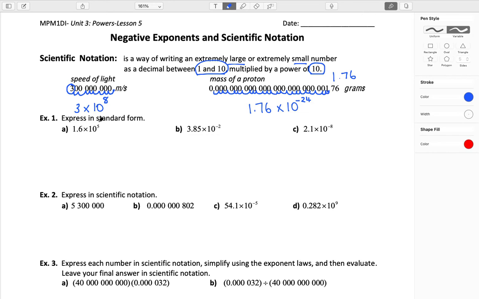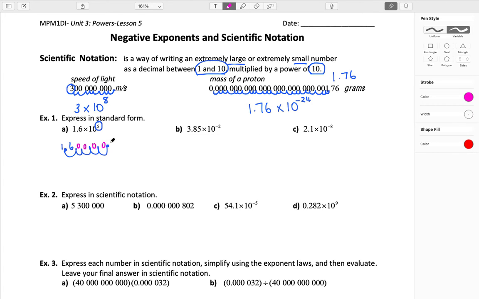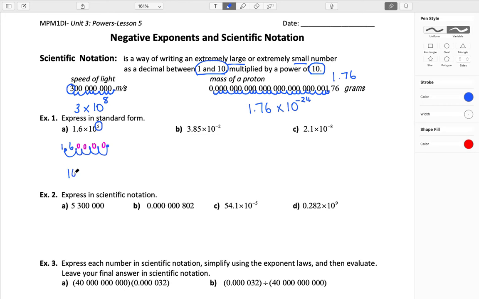It looks like a big number. It's 10 to the 5, so we're moving to the right from 1.6. From 1.6 here, the decimal is here, and we're moving 5 steps. So 1, 2, 3, 4, 5. We're filling in the 0s here. So 0, 0, 0, and 0. If I write this down in standard form, it will be 160,000, like this.